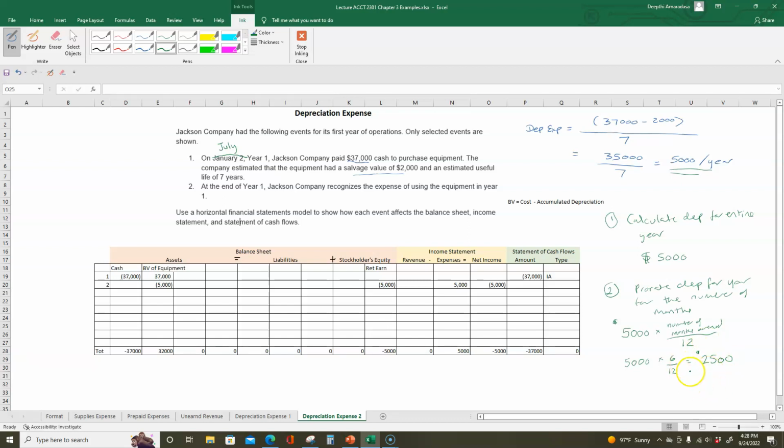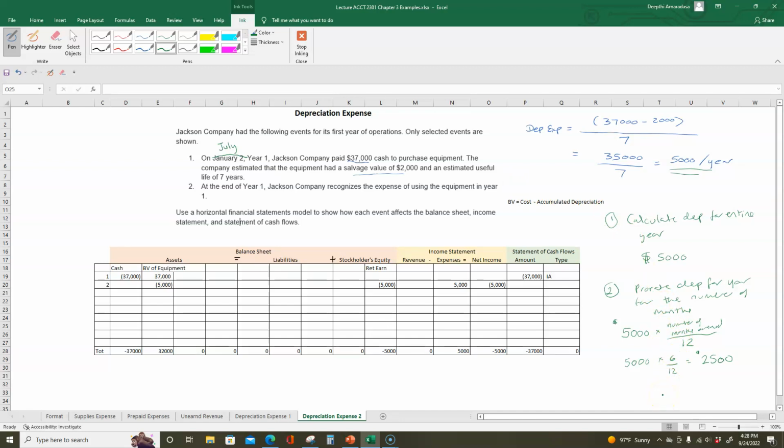So the only difference is in item 2, book value of the equipment would have decreased by $2,500. Retained earnings would have decreased by $2,500. Income statement expenses would have increased by 2.5 and net income would have decreased by 2.5. So instead of 5, all those numbers would be replaced by 2,500. If this was only owned for 3 months, instead of multiplying by 6 over 12, you would multiply by 3 over 12, and so on.